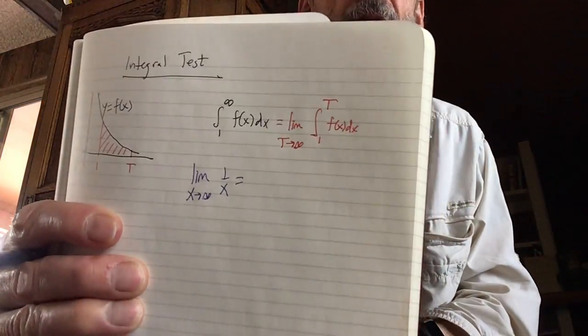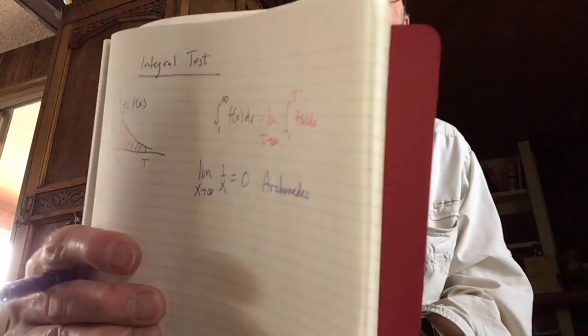So let me remind you of something else that no one ever seems to question very much. That includes me, which is the Archimedes limit. That's what makes this all go, the limit as x goes to infinity of 1 over x. That's 0. Everybody believes that, so we're going to use that as well.